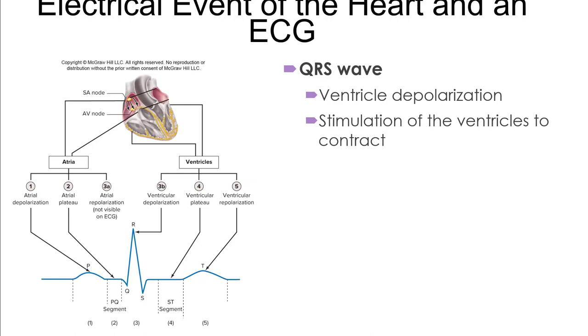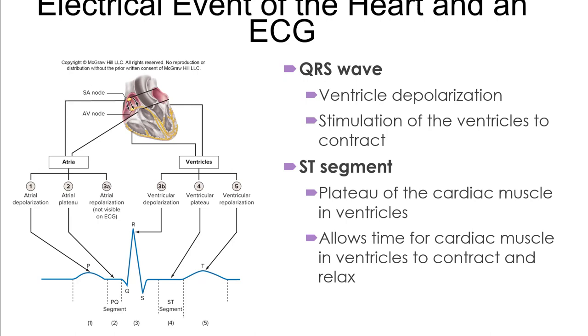Now, remember, we've got the pause between the atrial contraction and that stimulation to the ventricles because of the AV node and the sending of that message through the AV bundle. And so our ventricles are next to undergo depolarization, and that is our QRS wave or QRS complex. And you can see how much larger it is. That's because there's many more muscle cells in the ventricle than you find in the atria. So the ventricular depolarization during the QRS is going to be the signal for our ventricles to contract, followed by the next intervening segment before we get to the final wave.